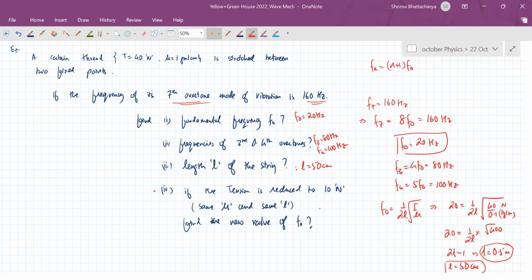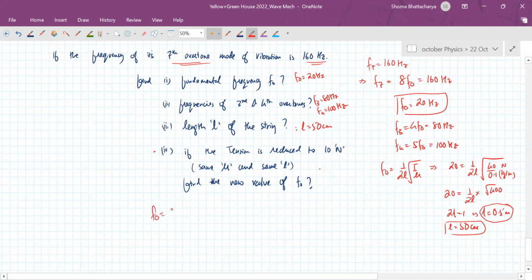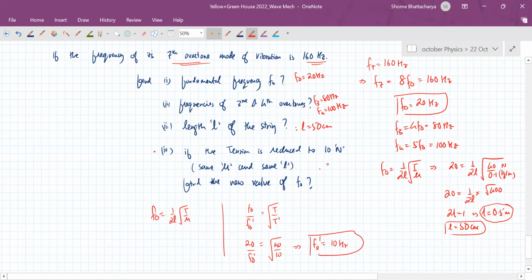Yes, very good. So you can see that you have the relationship of fundamental frequency with respect to tension is like this. So keeping everything else the same, and only the tension different, this will be like in these two cases. So it was 20 hertz when the tension was 40 newtons. Now the tension has become 10 newtons. So the fundamental frequency now will become 10 hertz. In this situation, the new value of fundamental frequency will become 10 hertz.